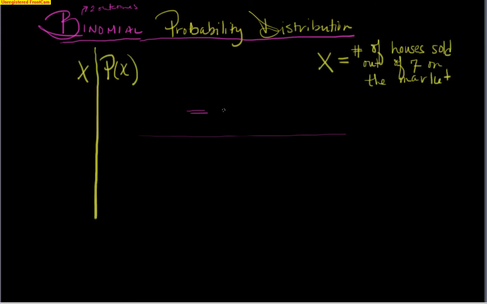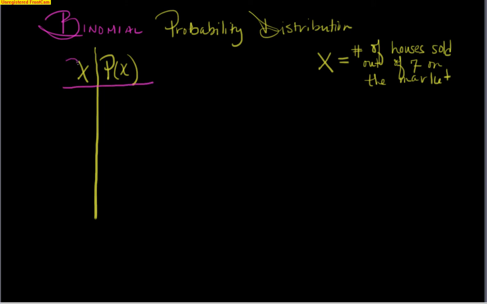All right, so here we have a probability distribution table set up, ready to go. Here is X. This is the discrete random variable of the number of houses sold. And over here I've just defined it. X is the number of houses sold out of 7 on the market. For a probability distribution, we're going to need to look at 4 things.